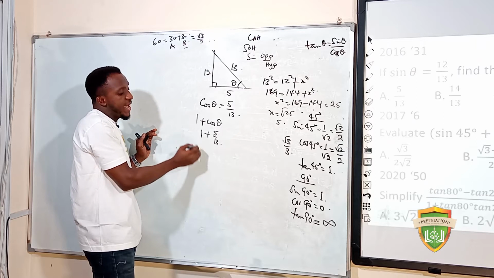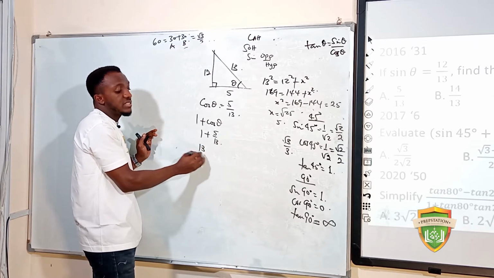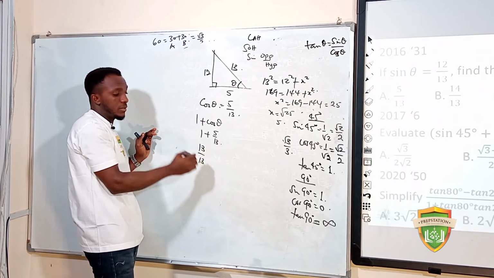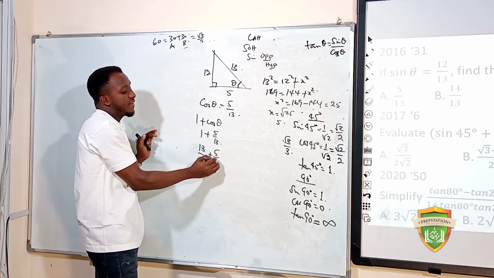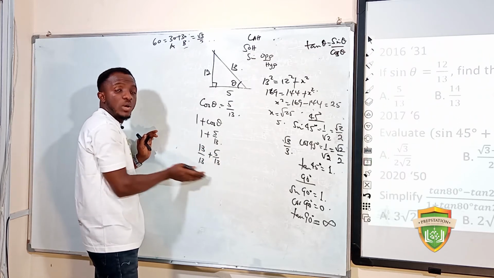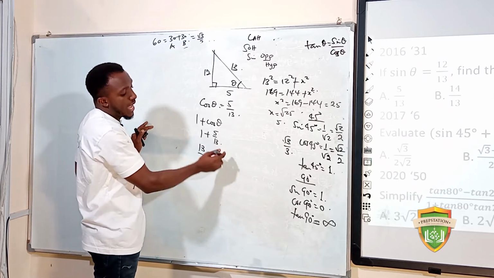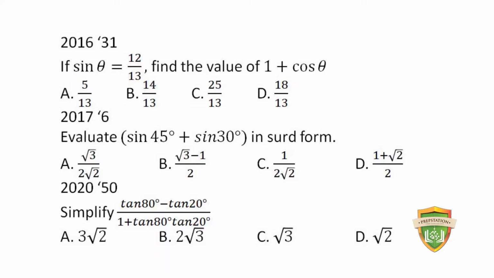Now, if you see 1 here, you can make this a fraction. This is 13 over 13 because 13 over 13 is 1. To make your work easy, plus 5 over 13. So since you have the same number as denominator, you just add the numerators. What do you have? 18 over 13, which is option D.